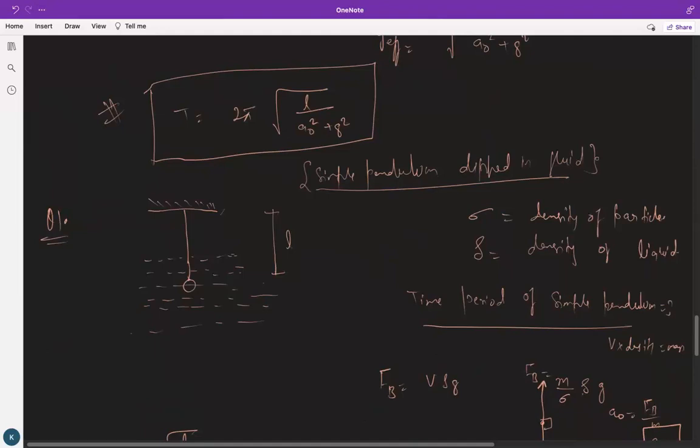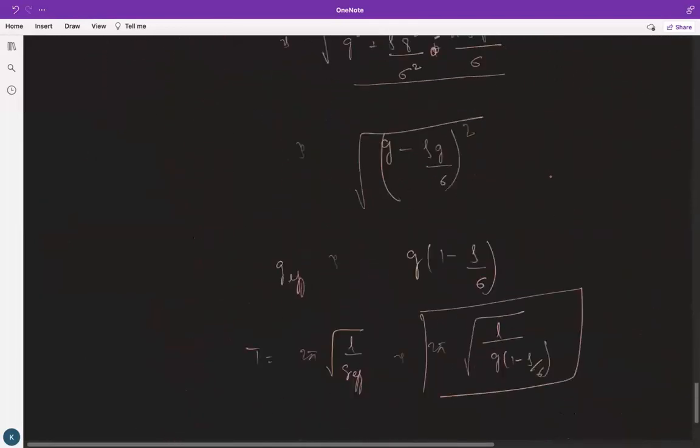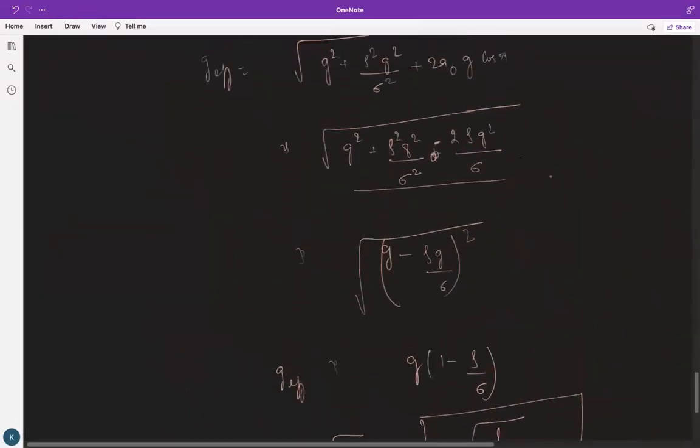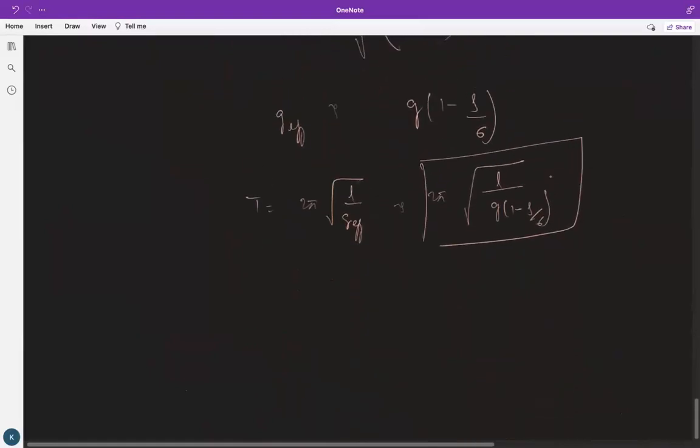You have to write the other forces which actually have influence on our simple pendulum, and you have to just write the G effective, and then it is easy to write the time period, which is actually 2 pi root under L by G effective.